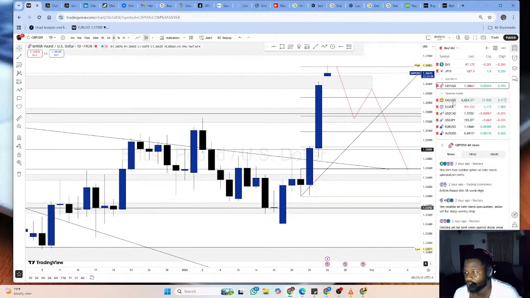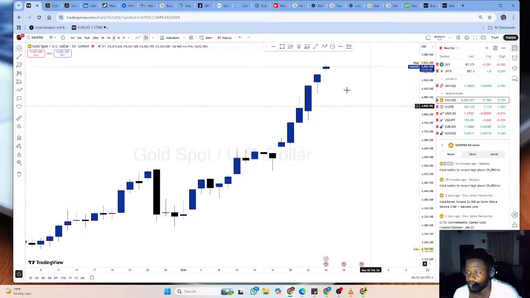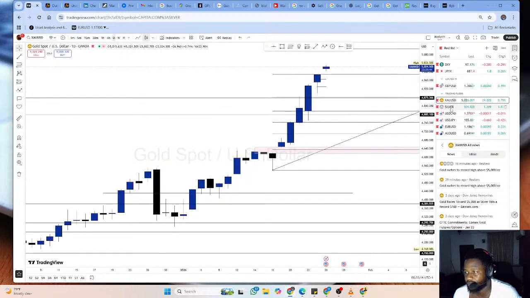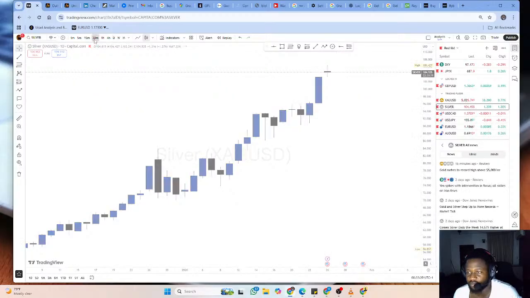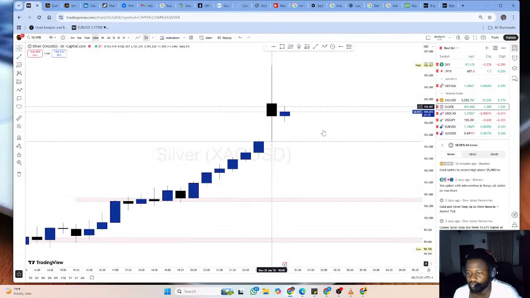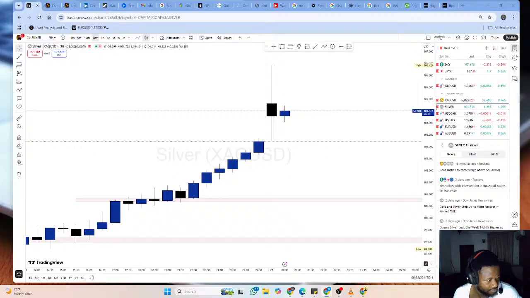Okay, so gold, still making rounds. This one is done retracing. What are the spreads looking like right now? They're not back to normal yet. They're still very wide as hell. God forbid I get in any trade this night.